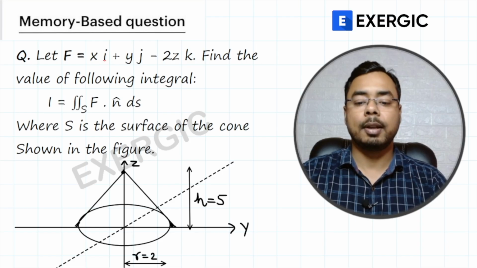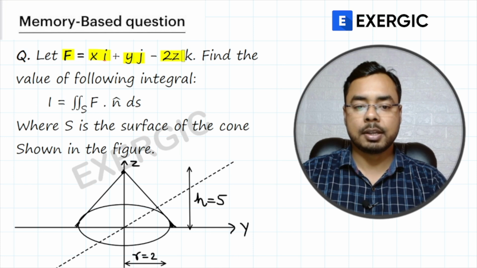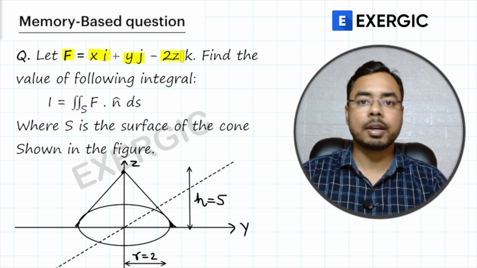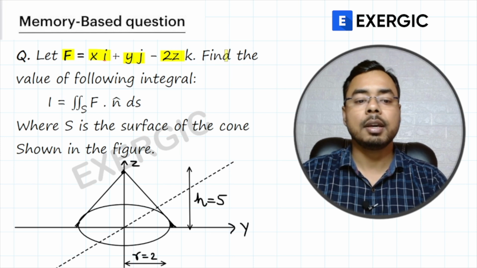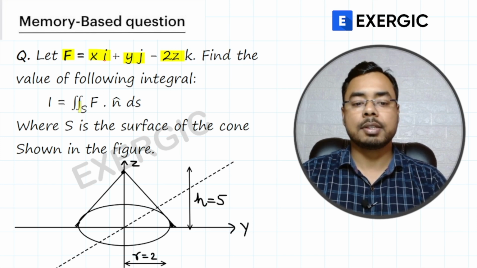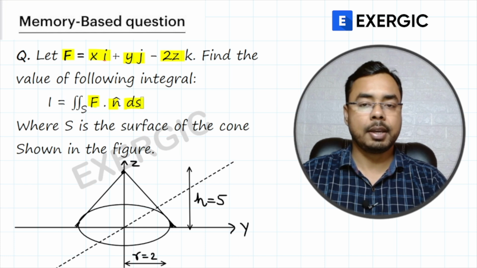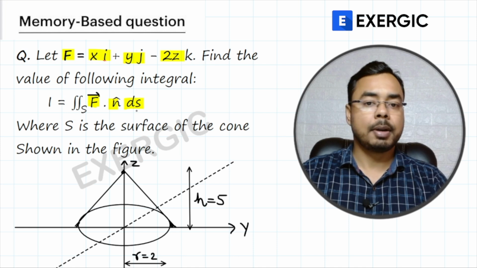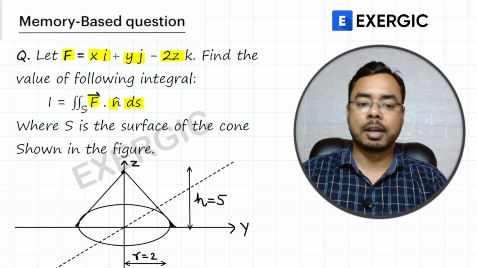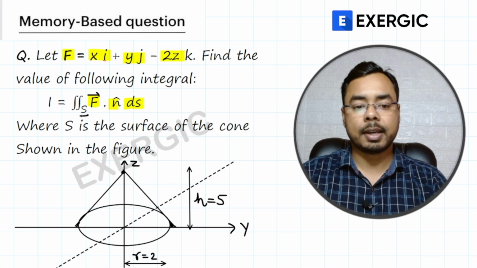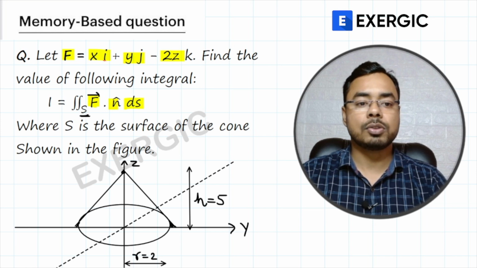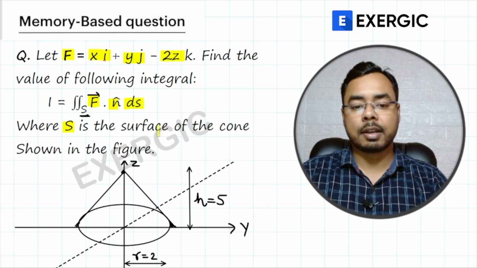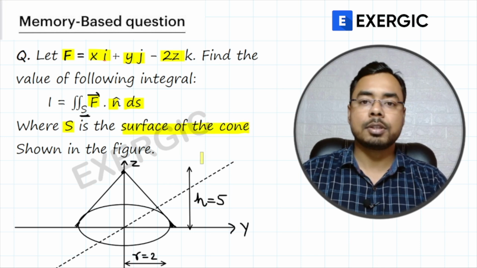So this is our first problem. This problem is based on Gauss divergence theorem. The question is, vector f is xi plus yj minus 2zk, right? i, j, k are unit vectors in x, y and z directions respectively. We have to find the value of this integral, vector f dot n cap ds. This will be a scalar quantity, right? So vector f dot n cap ds, meaning we have to find the surface integral of vector f over S, right? And S is the surface of the cone shown in the figure. So S is the surface of the cone and this figure was given to us.